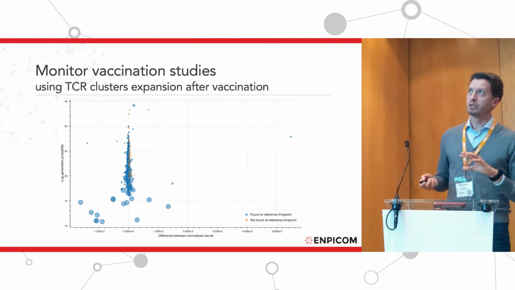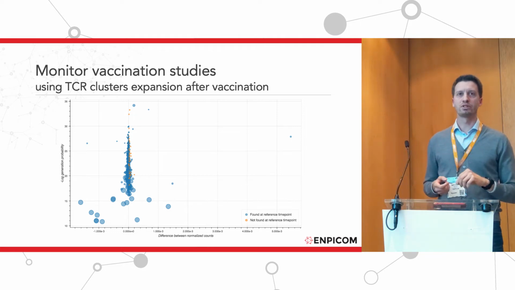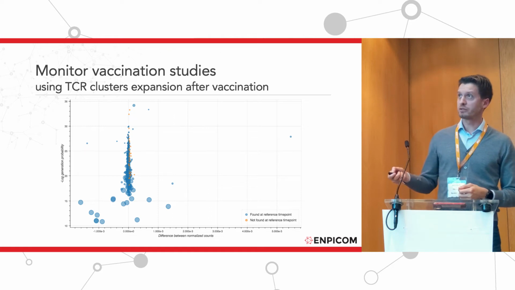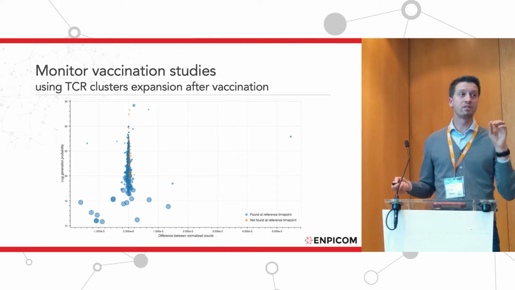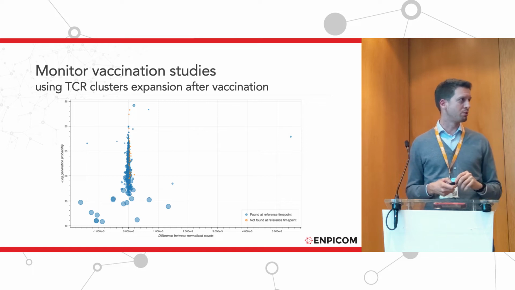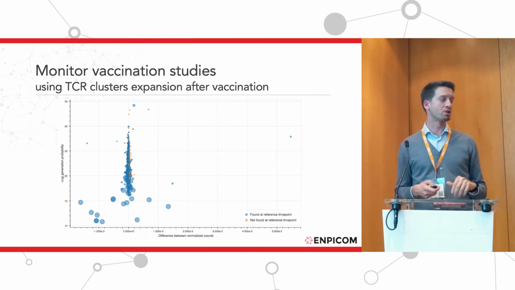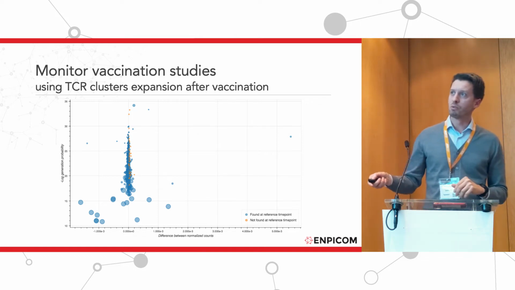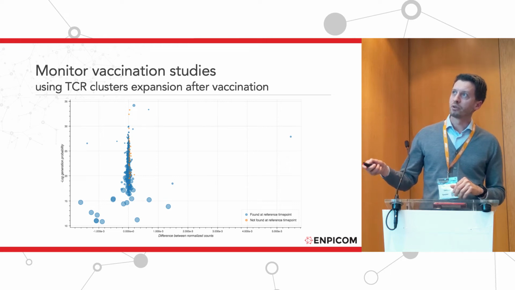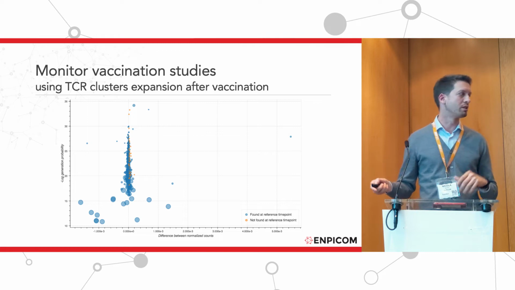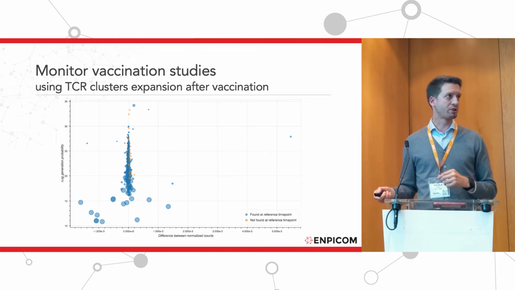And these plots, I will guide you through them to let you understand which kind of insights you can get. Each dot in this case represents a TCR cluster, as we defined it before, so clusters that have the same antigen specificity. As you can see, most of the clusters lie on the 0 point here, which means that most of the clusters are not expanded between before and after vaccination.